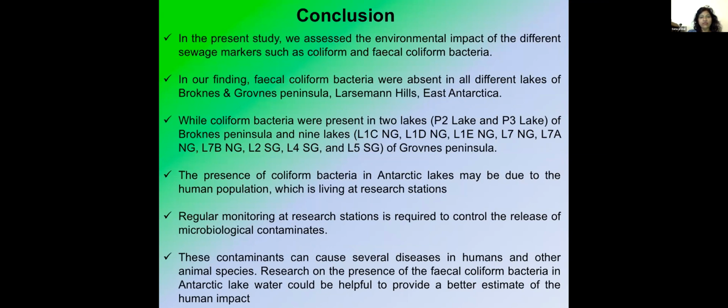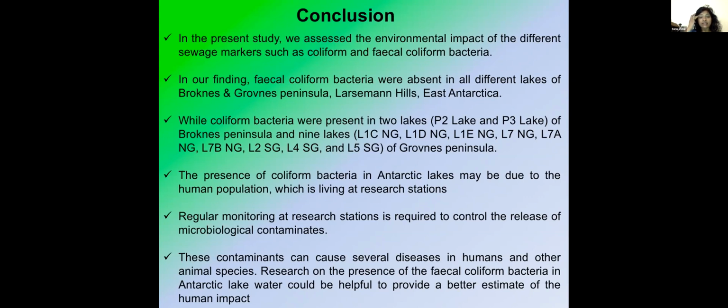The presence of coliform bacteria in Antarctic lakes may be due to the human population, all the anthropogenic activities which we are doing, living at the research station. Also, maybe it is because of bird droppings and other things.